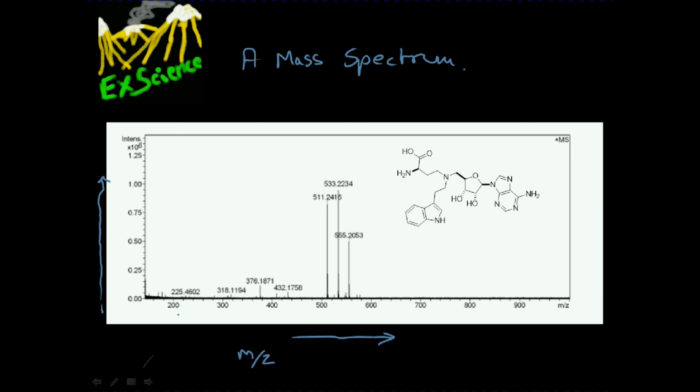This spectrum is from a compound I actually made in the lab many years ago. The relative molecular mass of this compound is 510.2. We will call this compound M, for mother, it being the mother of any ions produced. The sample is ionized by electrospray ionization, which we will discuss later. This gives a peak at 511.24, which represents M plus H plus. The other two main peaks, here and here, are from adducts of sodium, where sodium ions have added to the parent compound.